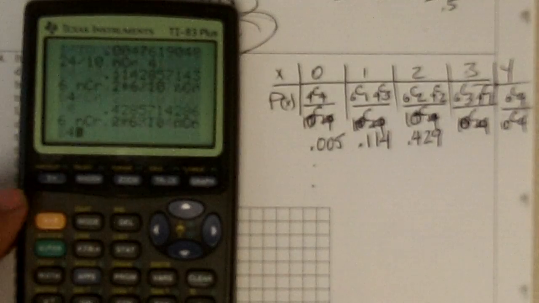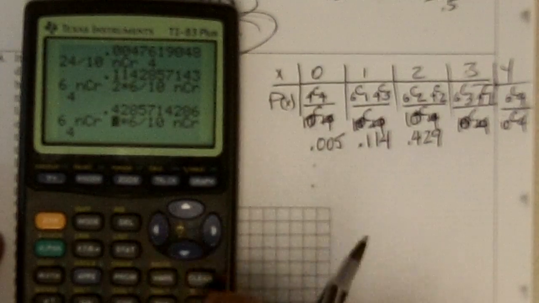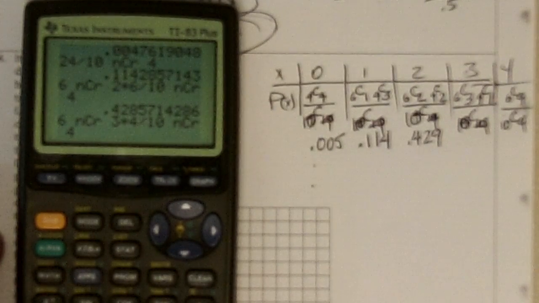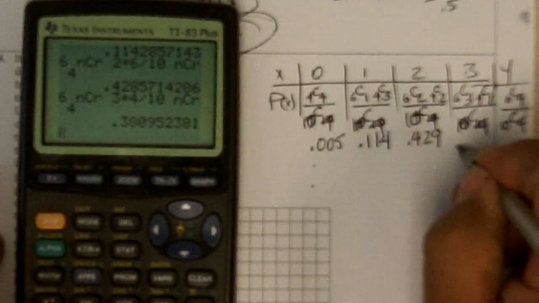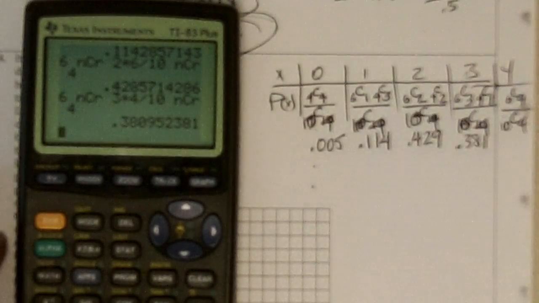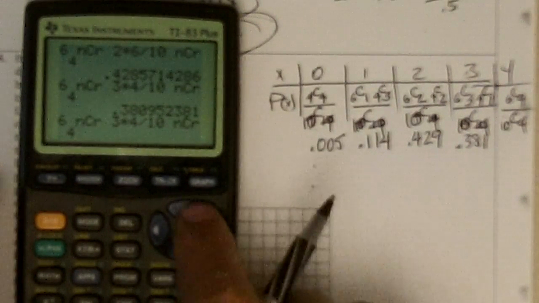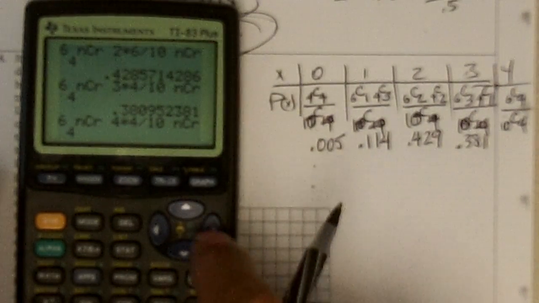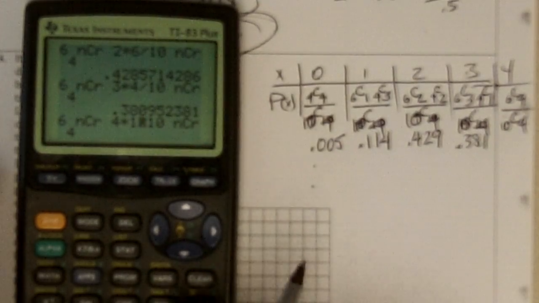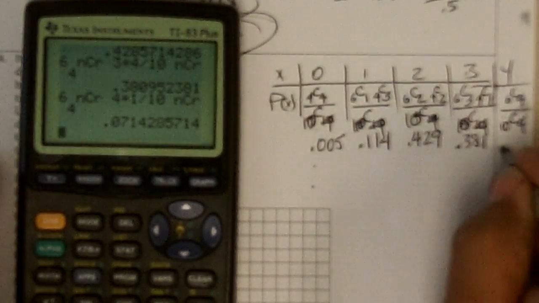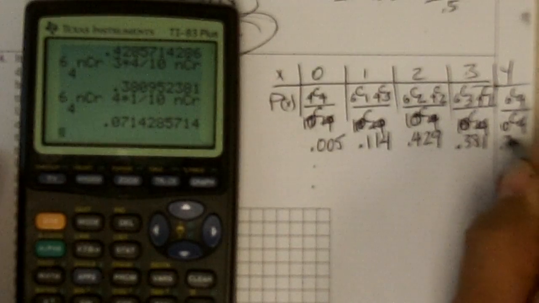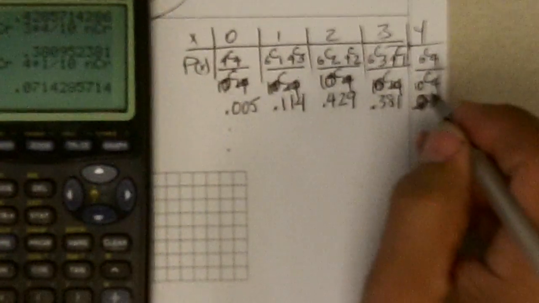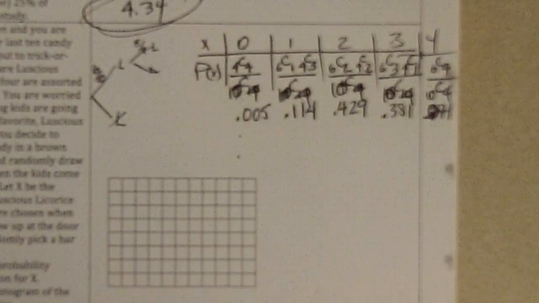and then 6 choose 3 times 4 choose 1 is 4, and that is 0.381, and this is times 1, because there's none, and that comes out to be 0.0714. Okay, so there's my probability distribution.